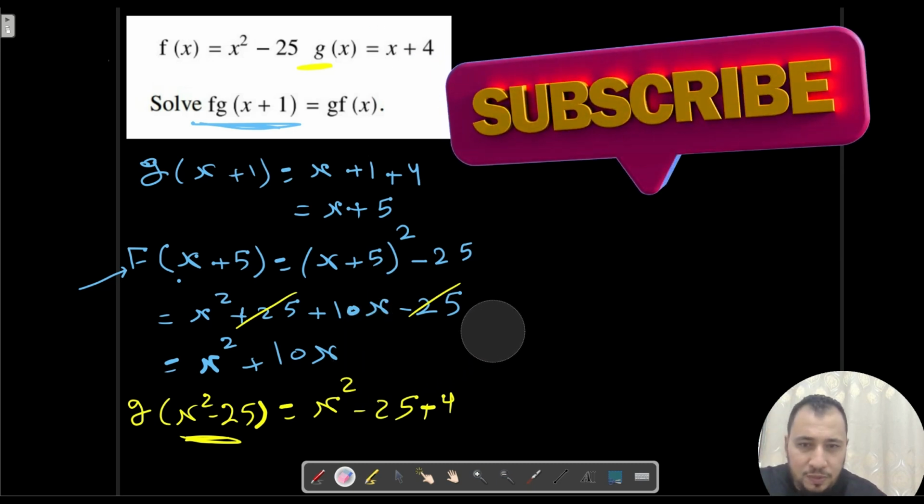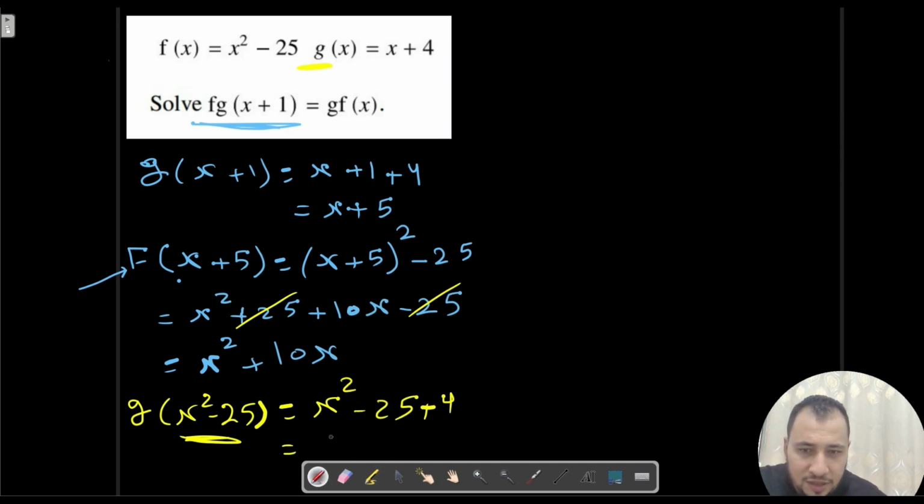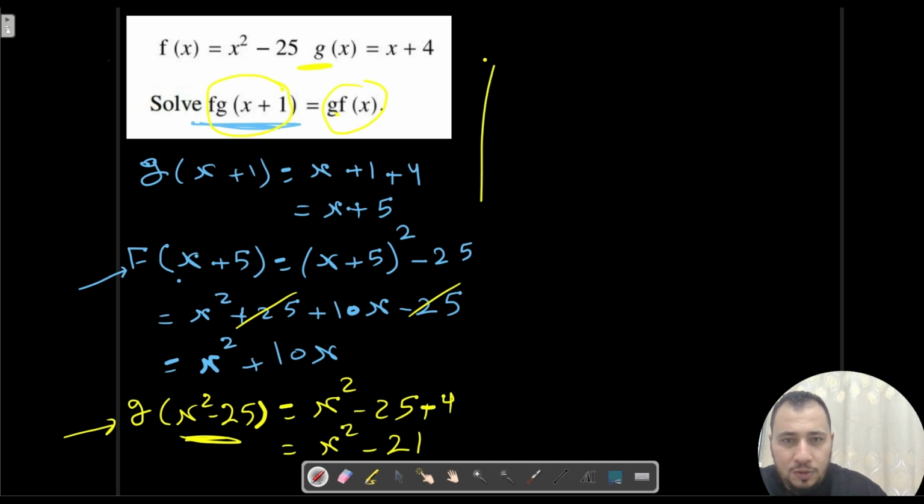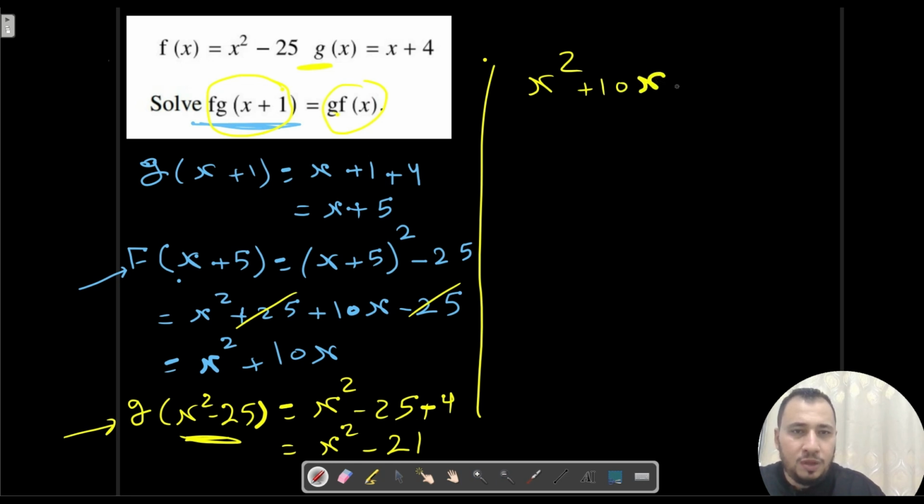Don't forget it, please. Okay, and here your answer is going to be x squared minus 21. This is the right hand side. We got the left hand side before, and both of them are equal, which means let's form our equation here: x squared plus 10x, the left hand side, equals the right hand side, which we got down here, x squared minus 21.